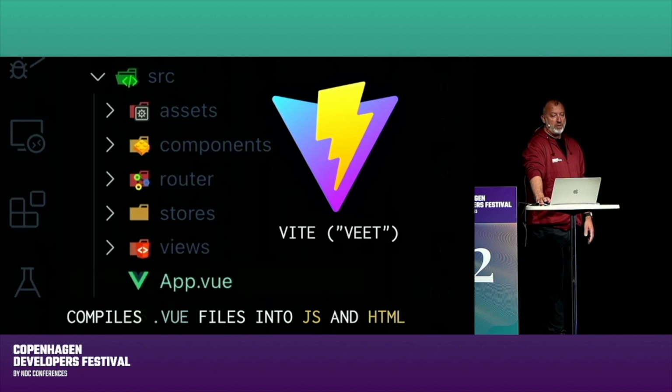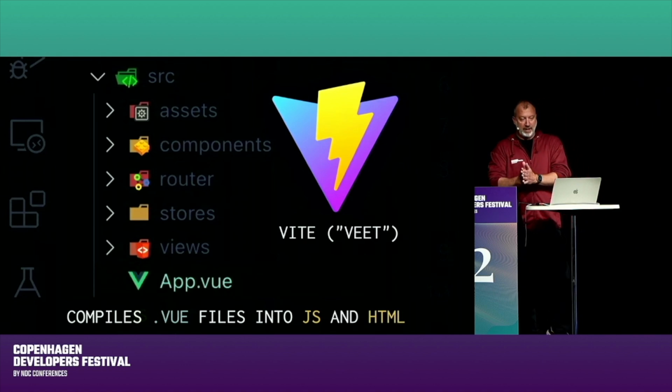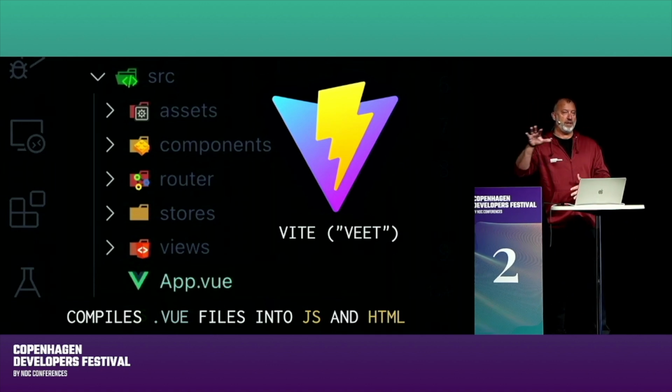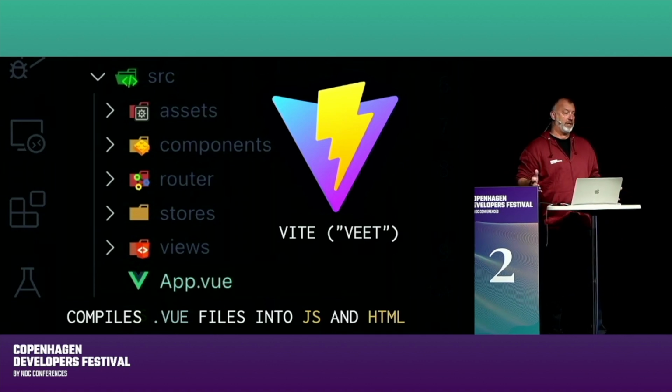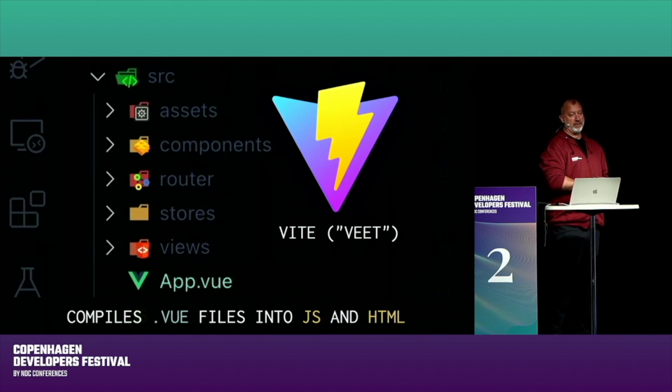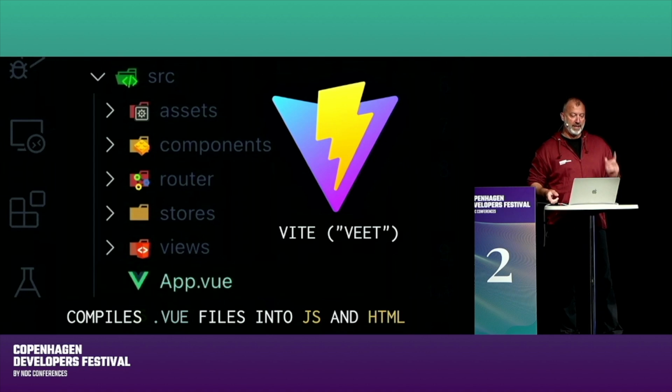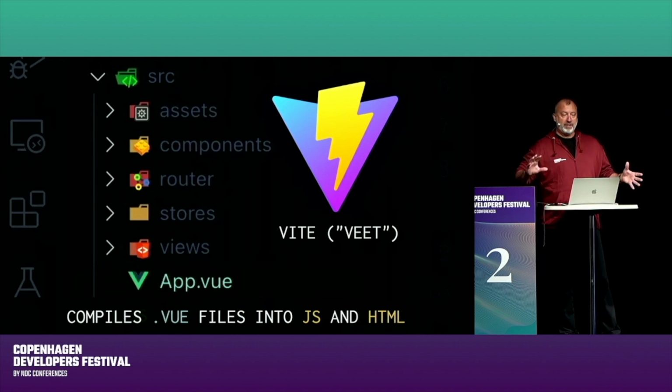OK. When you do this now, inside the source directory, you have this full-blown set of things that amount to a front-end application. Lots of .vue files. Each one of those .vue files is a Vue component. It's components all the way up and all the way down. We have a router. We have centralized data stores. We have views, which equal pages. All of this is compiled and pushed together by a tool called Vite.